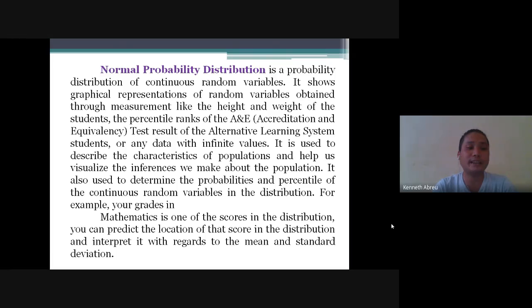For example, your grade in mathematics is one of the scores in the distribution. You can predict the location of the score in the distribution and interpret it with regards to the mean and standard deviation.